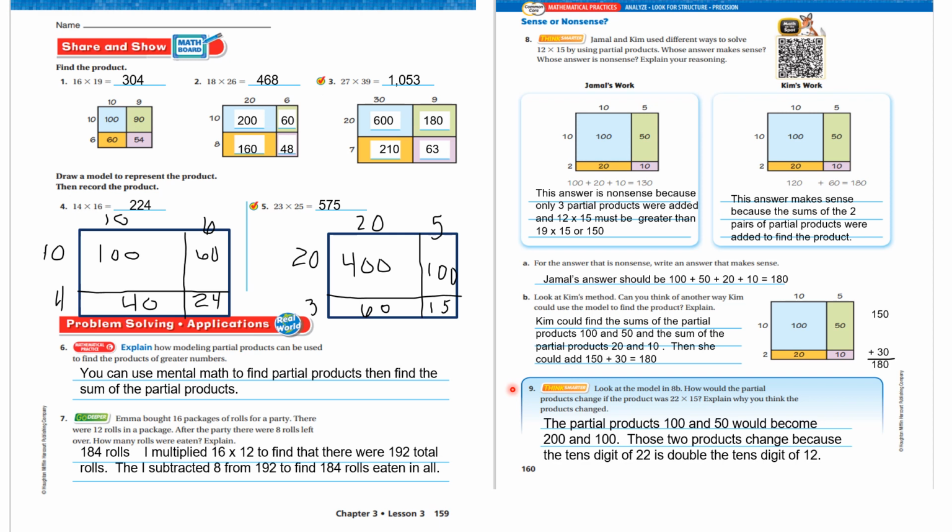Number 9. Look at the model in 8B. All right, right here. It says, how would the partial products change if the product was 22 times 15? Explain why you think the products change. Well, the partial product, 150, would become 200 and 100. Those 2 products changed because the tens digit of 22 is double the tens digit of 12.